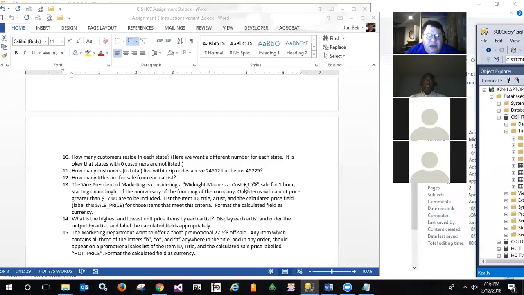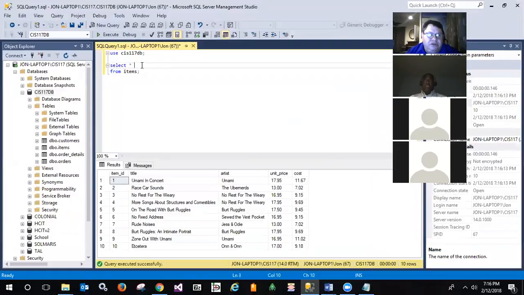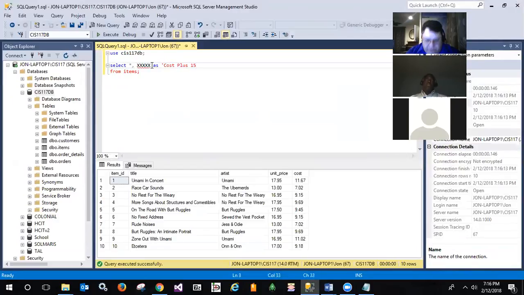What do we need from the items table? We need to take the cost, and the cost is going to be whatever the cost is plus 15%, only it's not cost. So we're going to add a new field here, and give it a name as 'cost plus 15%'. Now I need an expression here. What is this XXX going to be? It's going to be my cost.